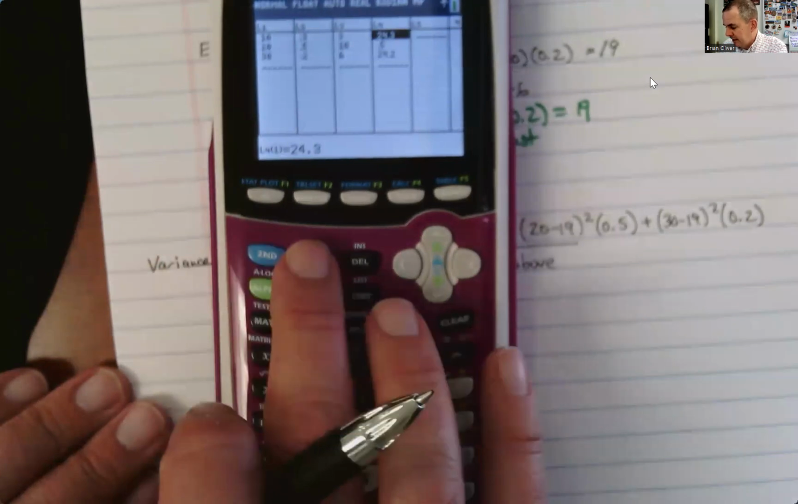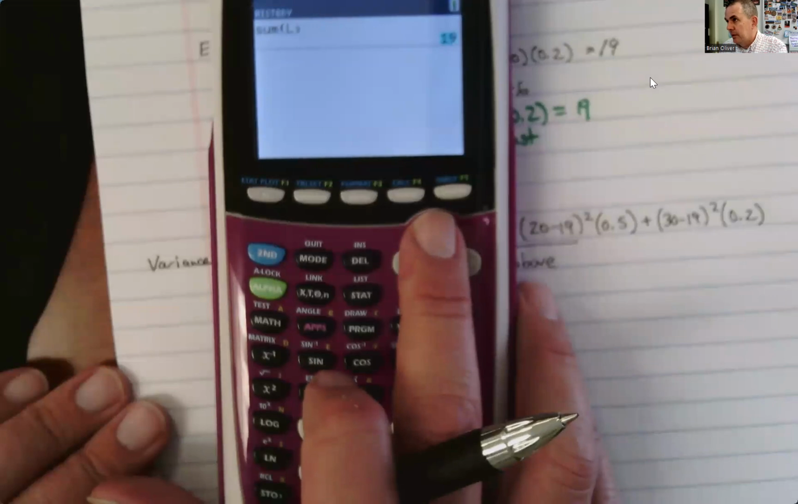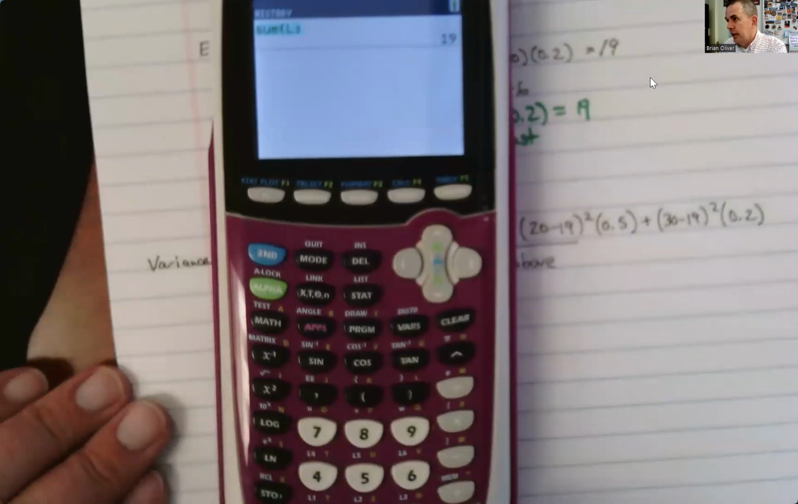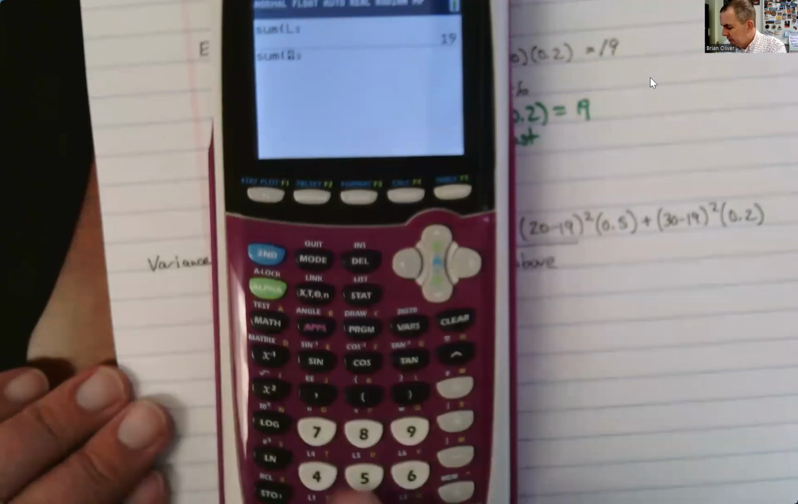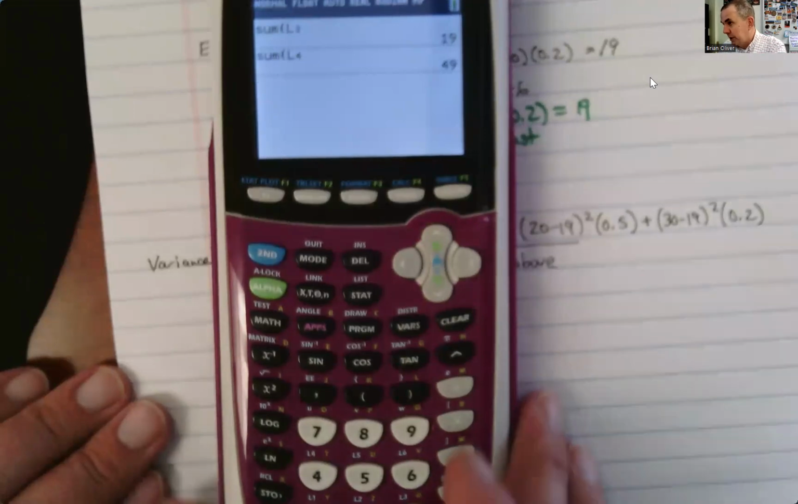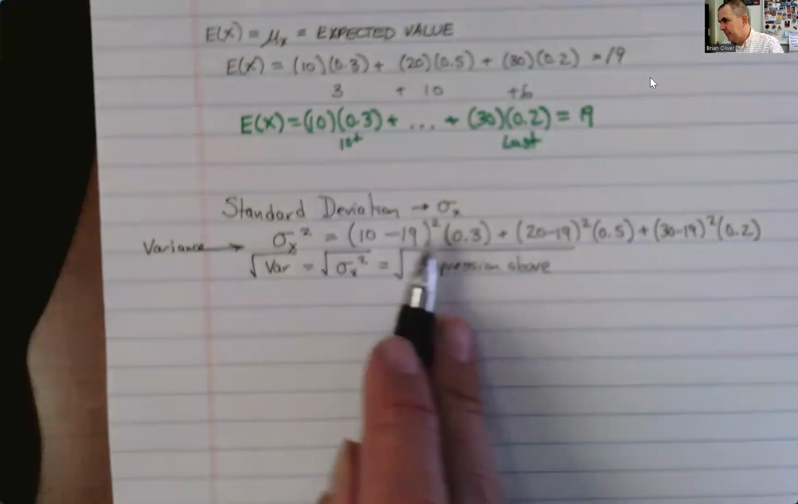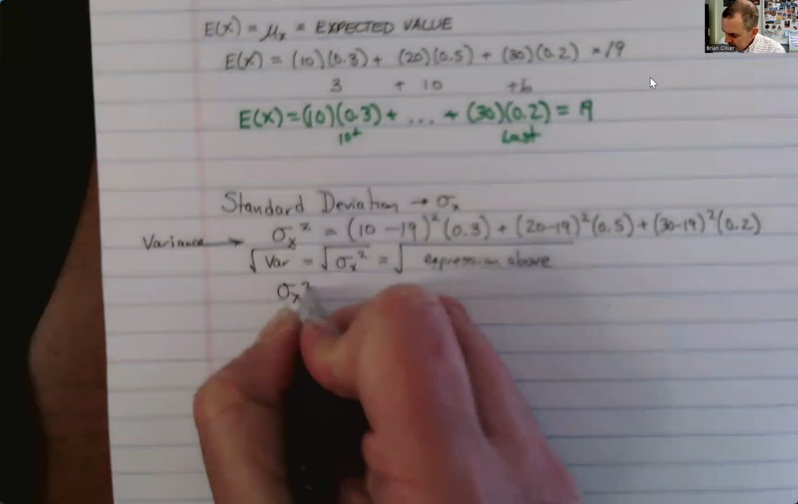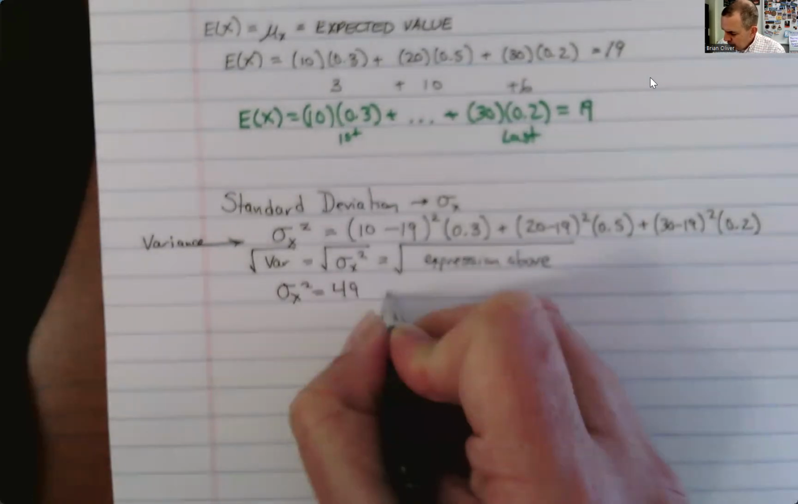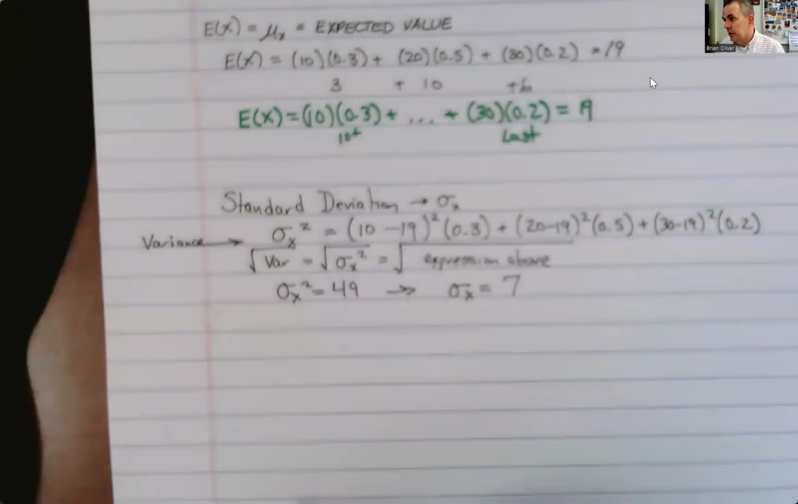We want to go back and add that up. A good way to do that is to arrow up to this sum of L3 and hit enter, and it copies it down. Then I want to overwrite it with L4. And that tells me that this expression right here equals 49. So my variance is equal to 49. Therefore, my standard deviation is equal to the square root of 49, which is 7.